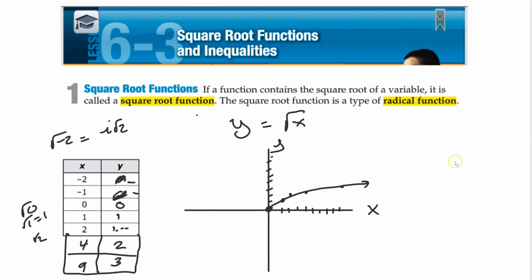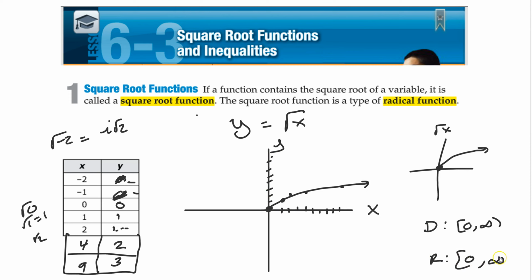And that's what a basic square root graph looks like. We can add it to our table of graphs. It's kind of like this. And let's talk about domain and range real quick. Domain, notice we can't do negative values. It starts from 0 to infinity. And my range also starts at 0 and goes to infinity. So that's the basics of a square root function. Looks like that, and that's my domain and range.